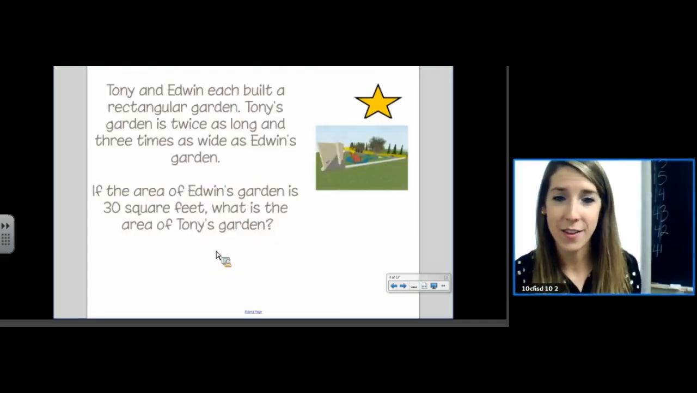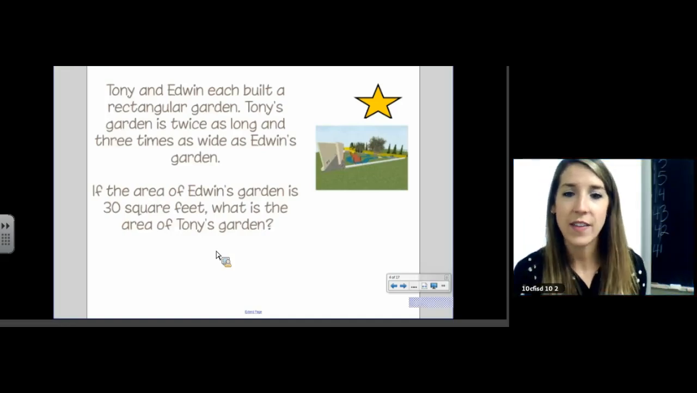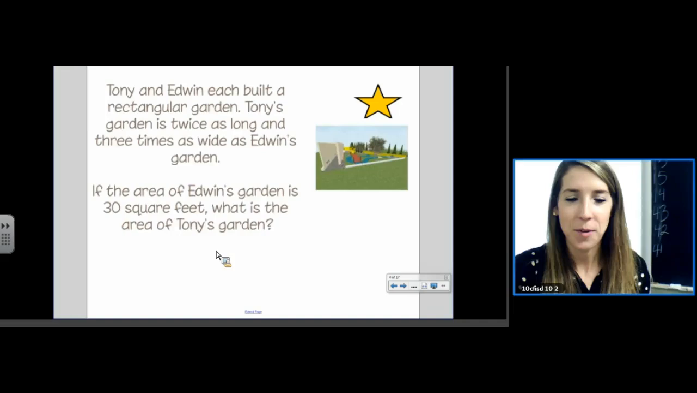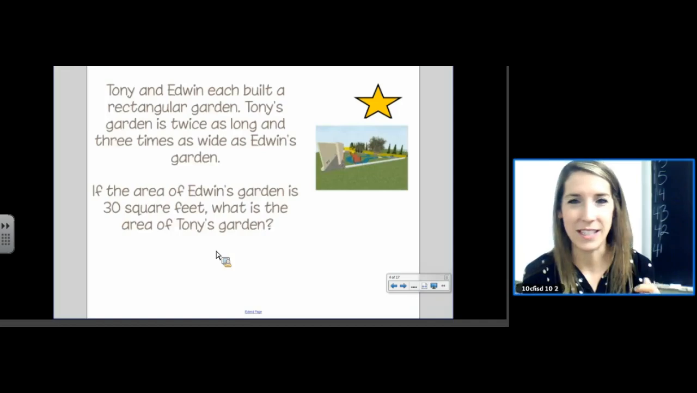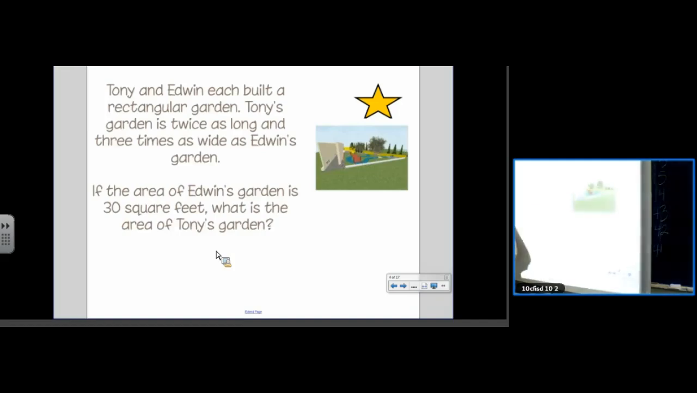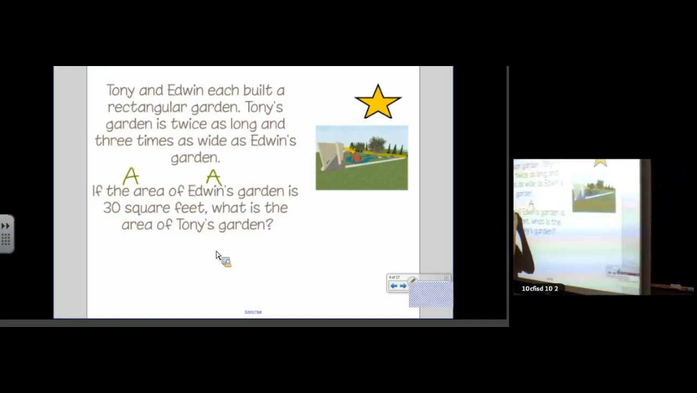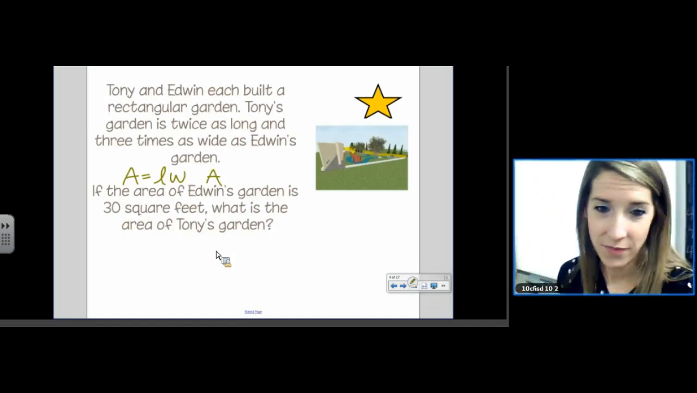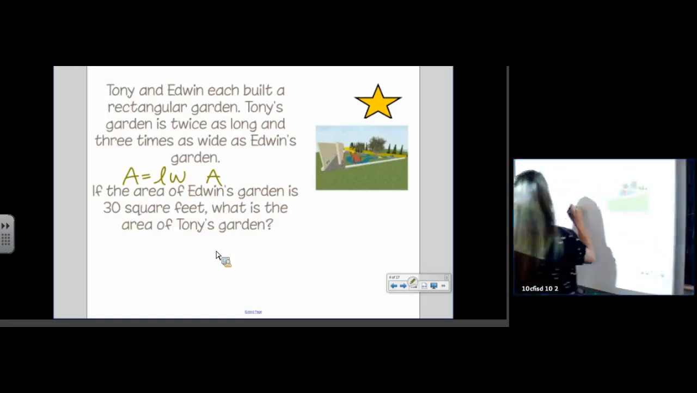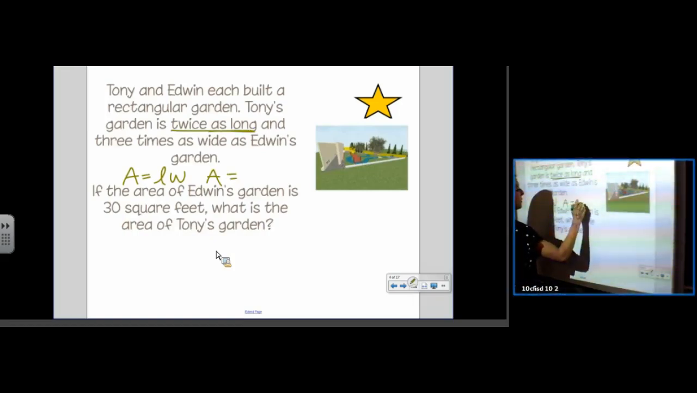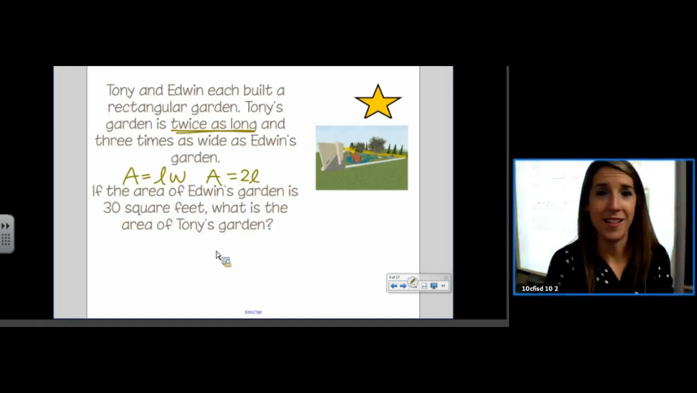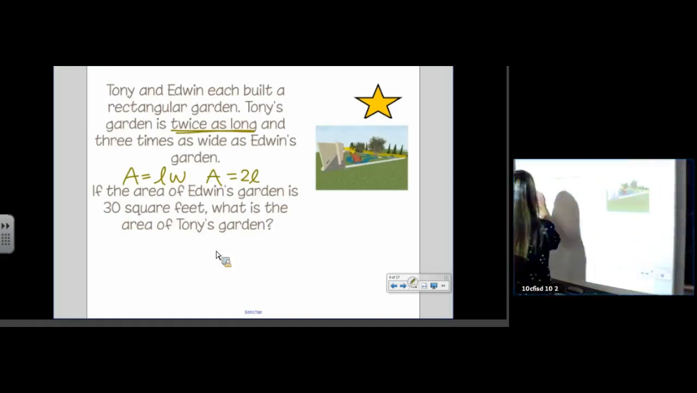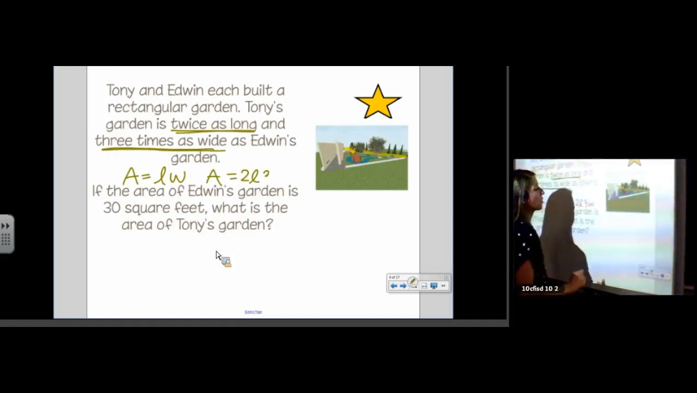Tony and Edwin each built a rectangular garden. Tony's garden is twice as long and 3 times as wide as Edwin's garden. If the area of Edwin's garden is 30 square feet, what is the area of Tony's? There's a really easy way to do this. It's called non-proportional dimension change, which sounds kind of scary, but all you have to do is look at the formulas. So the area of one of the gardens is length times width, because we were told it was a rectangle. The area of the other garden is twice as long, so instead of L, you put 2L, and it's 3 times as wide, so instead of W, you put 3W.